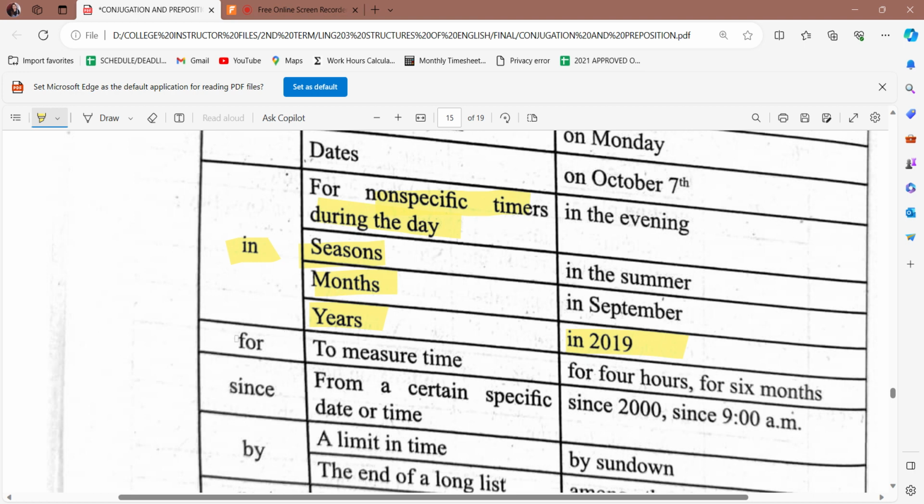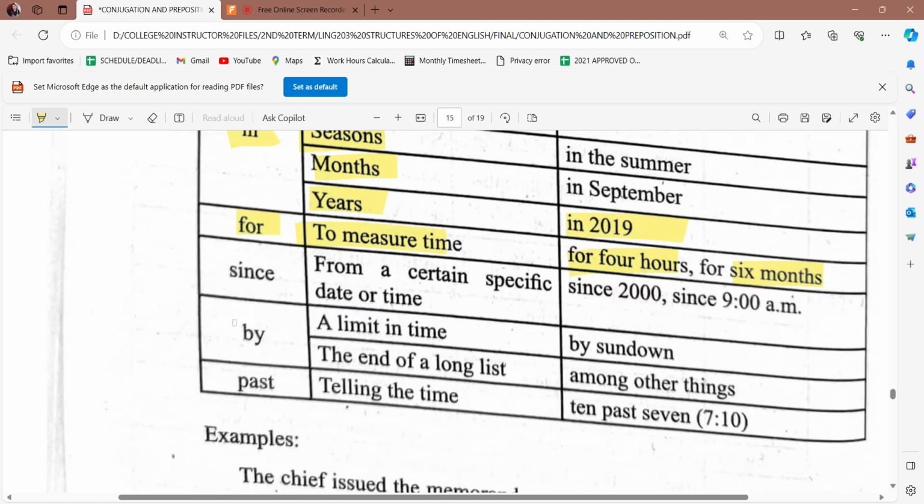And we use for to measure time. For example, for 4 hours, for 6 minutes. And then we also have since, from a certain specific date or time: since 2000, since 9 a.m. And by, a limit in time. So we have by sundown.